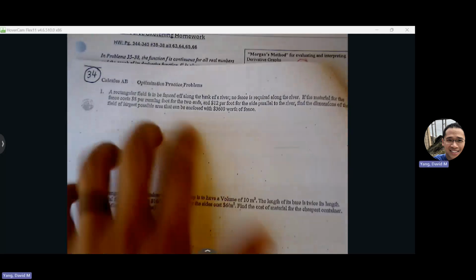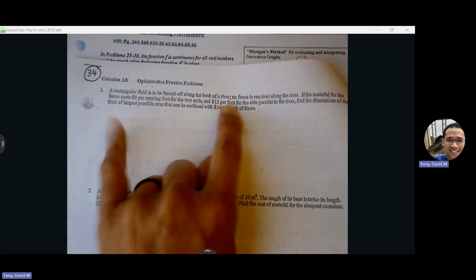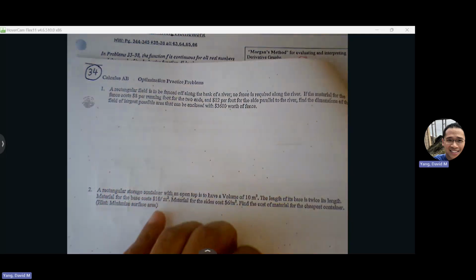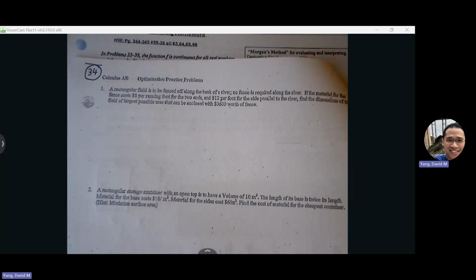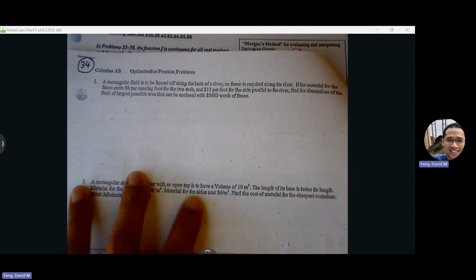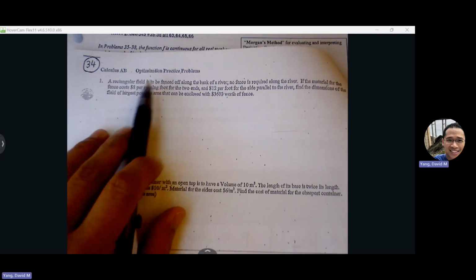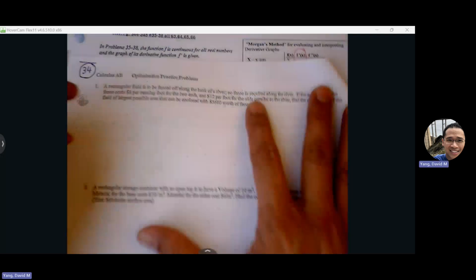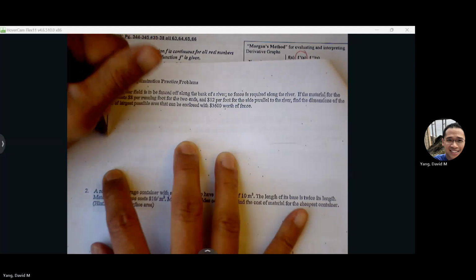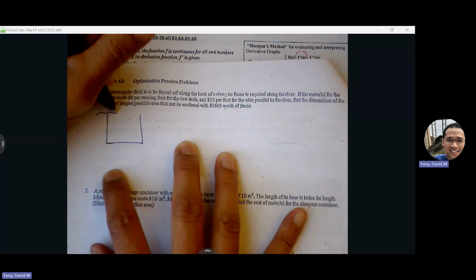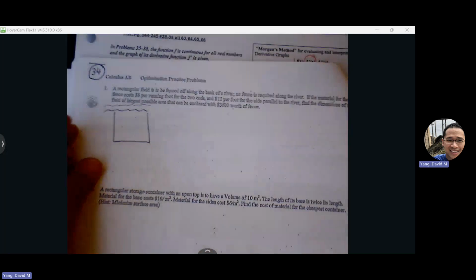Okay, number one. So this is also area and perimeter, but now we're factoring in cost. So there's going to be cost associated with the perimeter. But let's build this shape first here. We got a rectangular field that's fenced off along the bank of a river. And we're not going to have any fencing needed along the side of the river.